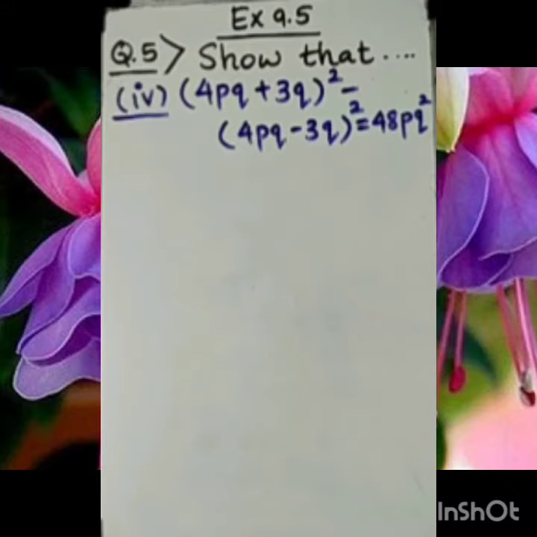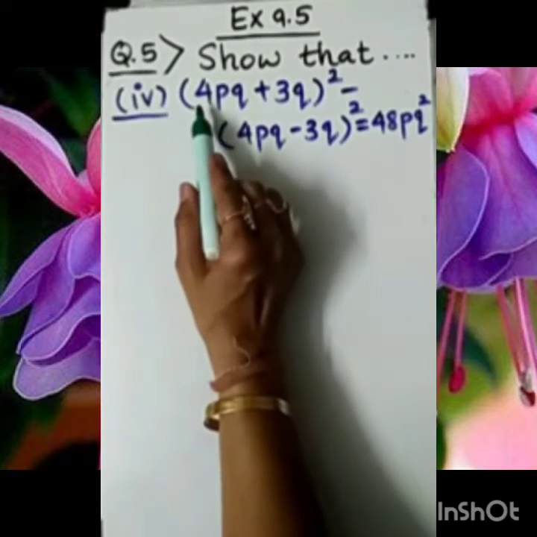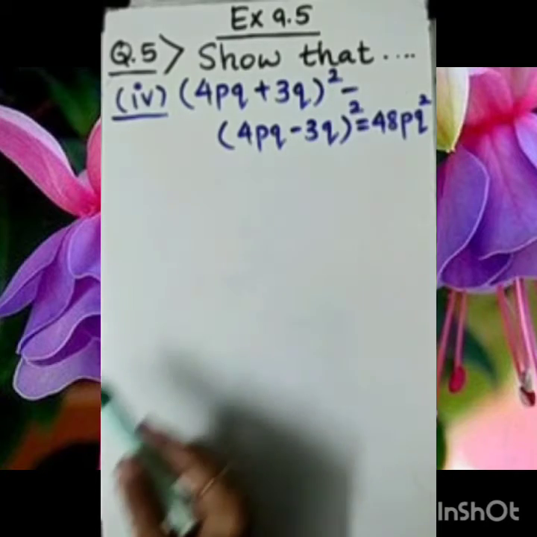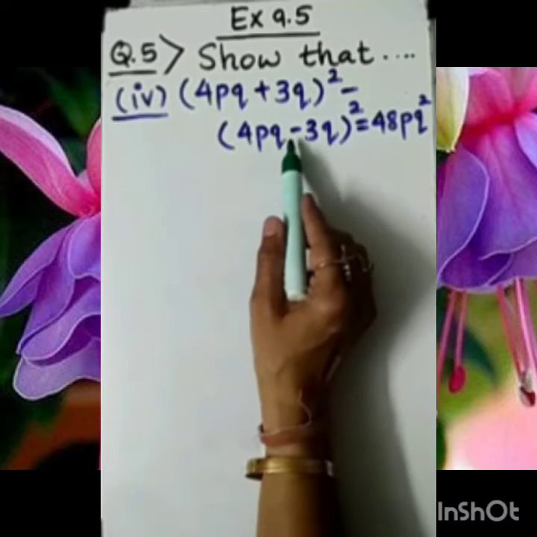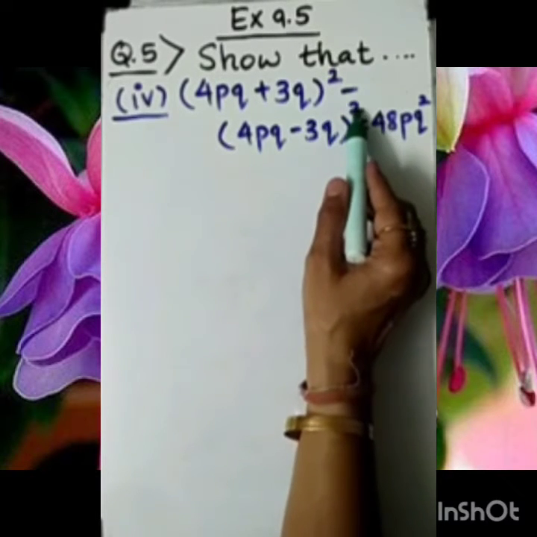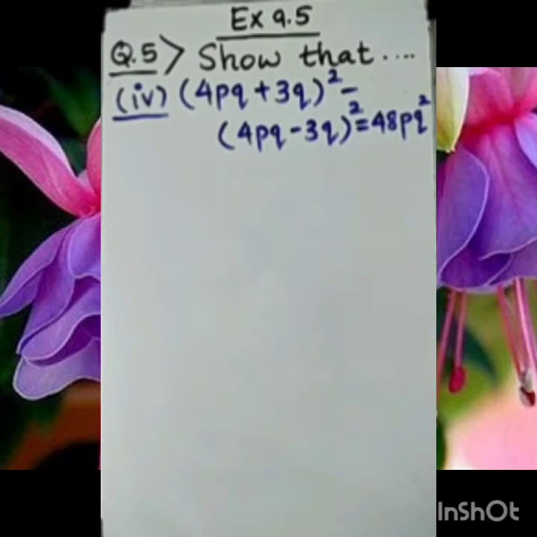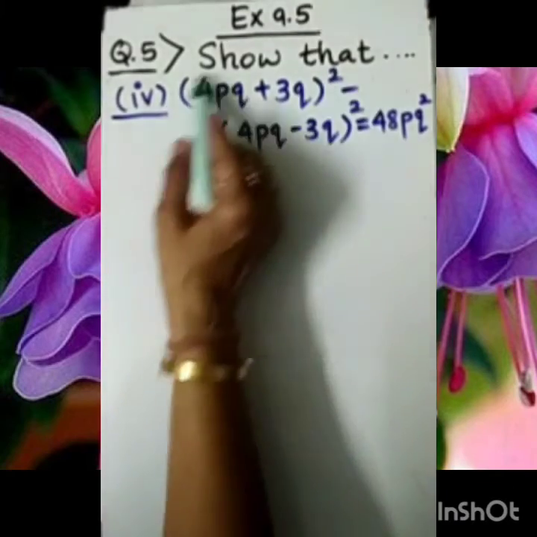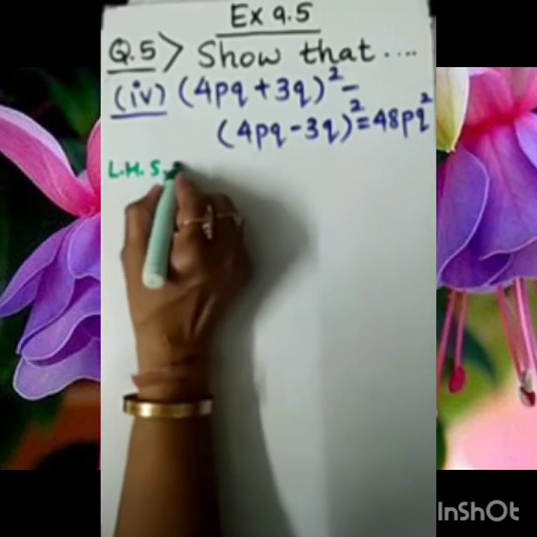So my dear students, just look at your screen and see question 5, the fourth part. The question says, in the first bracket (4pq plus 3q) whole square, minus, between that a minus sign is there, (4pq minus 3q) whole square, equal to, we need to prove, 48pq square. Okay, means our answer should be this. So let's begin with the LHS portion.